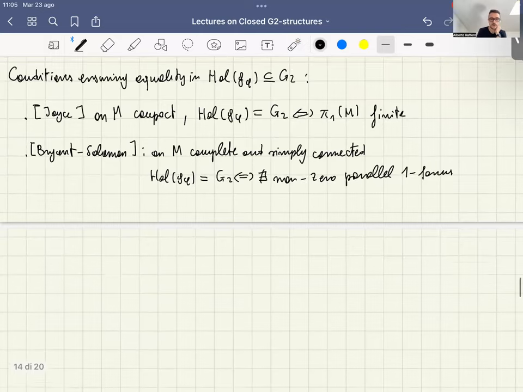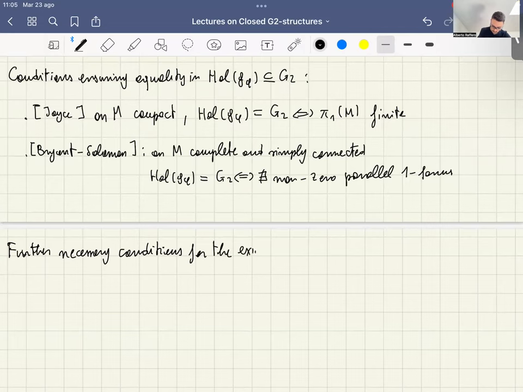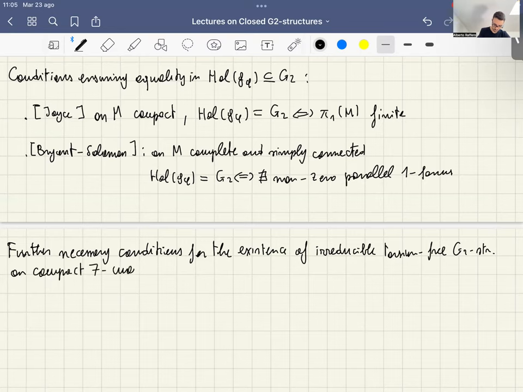There are some further necessary conditions for the existence of torsion free G2 structures on compact seven-manifolds. Let me briefly recall them. Let's focus directly on irreducible torsion free G2 structures on compact seven-manifolds. Here, of course, irreducible means that the torsion-free G2 structure induces a metric whose holonomy is precisely G2.